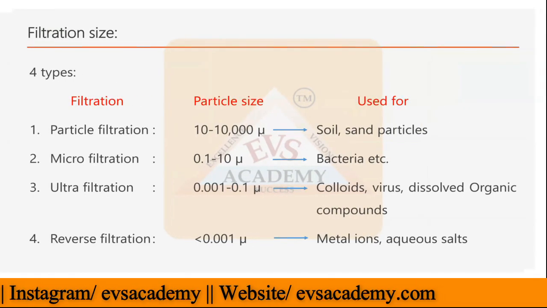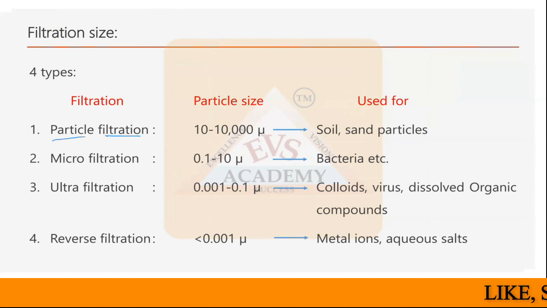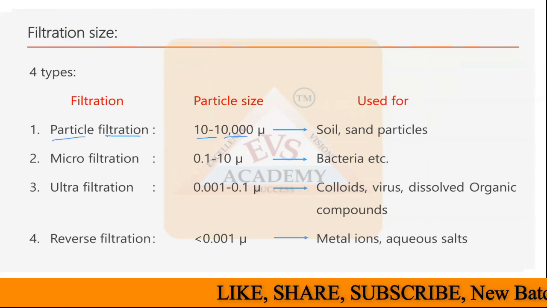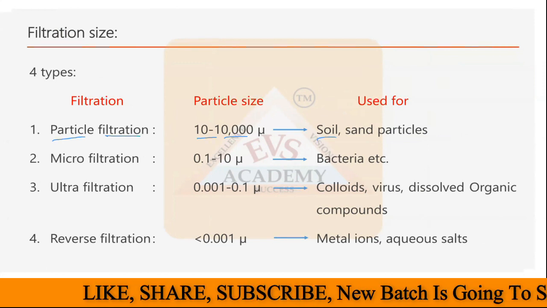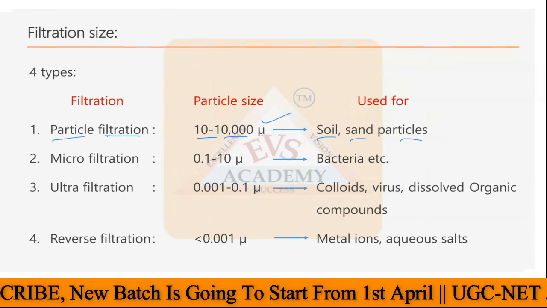Then the last thing, you can treat the water by filtration. Filtration can also be of 4 different types. The very first type is particle filtration. The particle size removed is 10 to 10,000 micron. So soils and very large particles are removed here. So this is particle filtration.